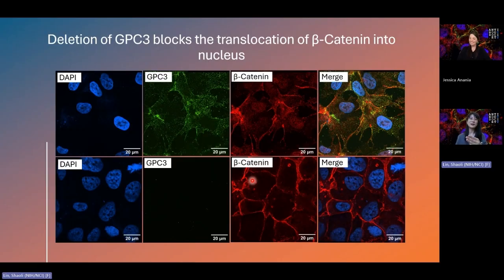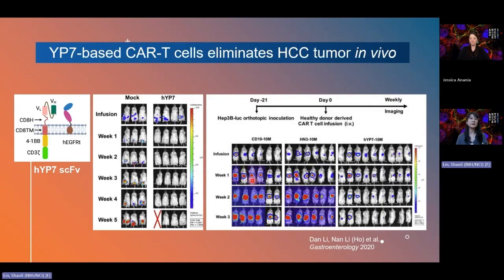After knowing the biology and the function of GPC3 in liver cancer cells, we further engineered cell therapies targeting GPC3 on liver cancer cells. This is performed by our lab members. Basically, we engineered the HYP7 single-chain FV to the CAR construct, followed by CD8 hinge, CD8 transmembrane domain, 4-1BB molecule, and the CD3. And then we produce the CAR T cells and treat the mice with liver tumors with the CAR T cells.